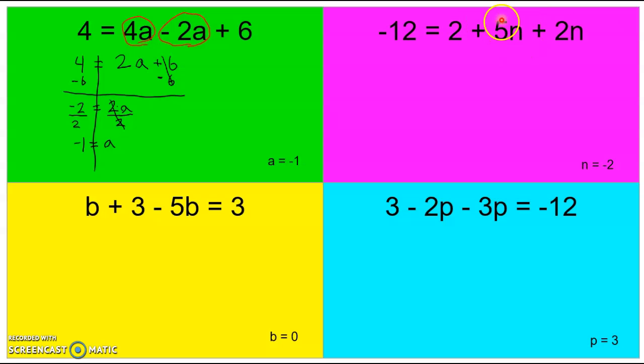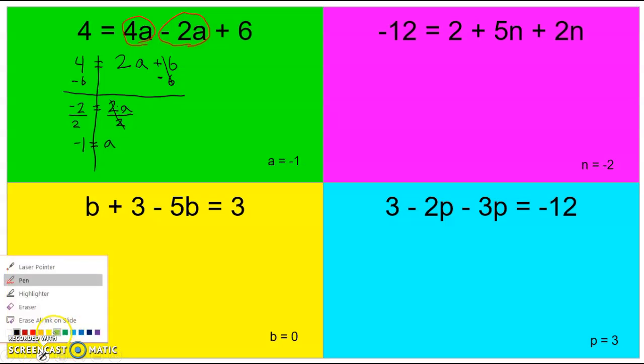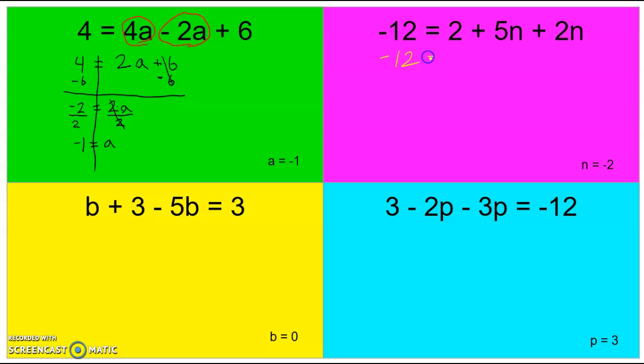This positive 5n can be combined with this positive 2n. You can almost add those two in your head: 5 plus 2 is 7. Don't forget your variable. We're dealing with 5n plus 2n. So if I rewrite this equation, it should be negative 12 is equal to 2 plus 7n. We combined these two things here.